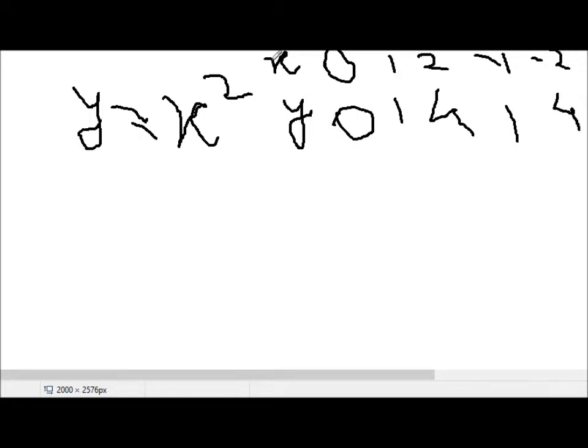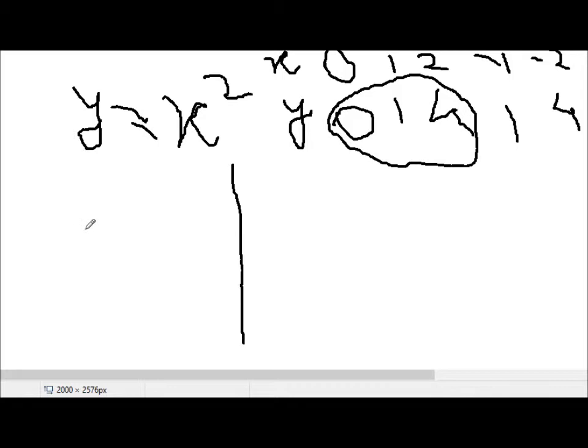So here, using the domain and range values, we see that the domain is 0, 1, 2, -1 and -2, and the range is 0, 1 and 4. These 1, 4 are repeated, so the range is only this much, 0, 1 and 4. So here we can see that each of the domain values, that is x value, corresponds to only one y value. So this is a function. Let's plot the graph and see if it is a function or not.